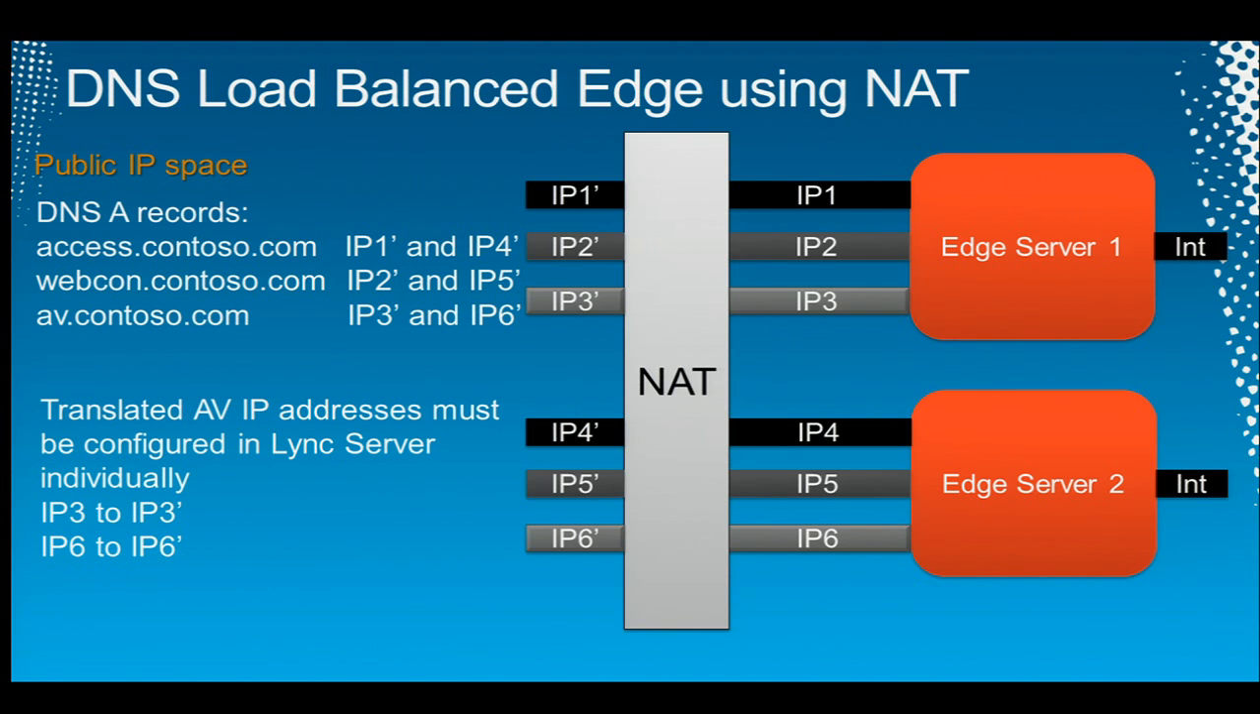Also, you need to make sure that the translated AV IP addresses are configured in Lync Server individually. The Lync Server needs to be aware that the IP3 IP address is really mapped to IP3 prime for Edge Server 1, and for Edge Server 2, that IP address 6 is mapped to IP6 prime, because of the ICE negotiation that has to happen.